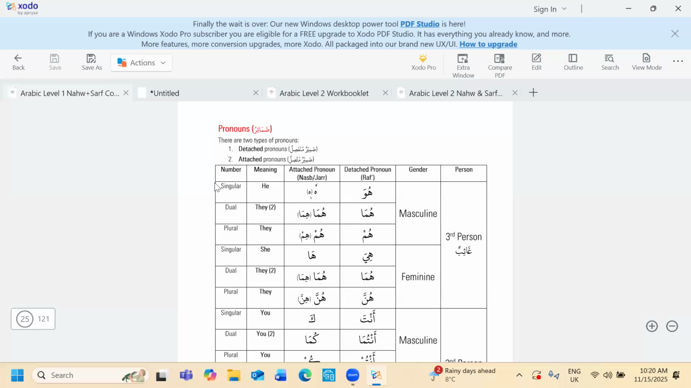So you will find the attached pronoun can be attached to an ism, to a fi'l, and to a harf. Which is why I keep stressing that we learn this, because you're going to see this everywhere. Now the question is, where is it going to be attached? Is it going to be attached at the beginning of the ism, the fi'l, the harf, or at the end? And the answer is at the end. We're going to go through these pronouns in a moment, but you will find them attached to the end of the ism, the end of the fi'l, and the end of the harf.